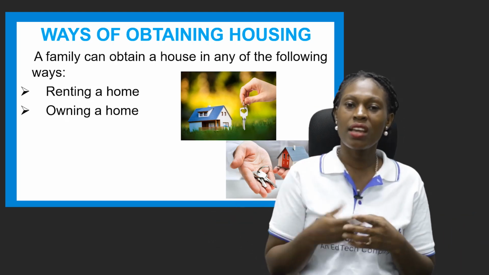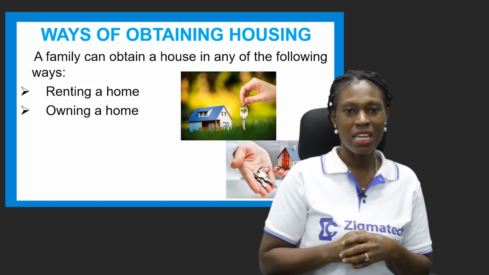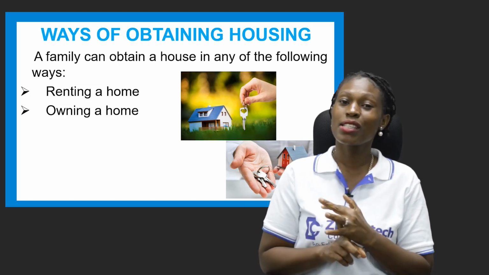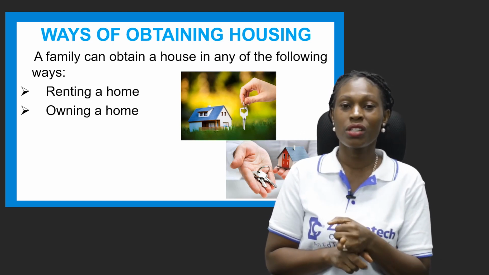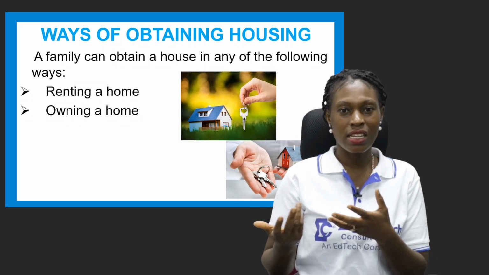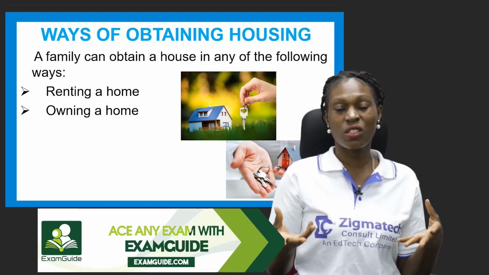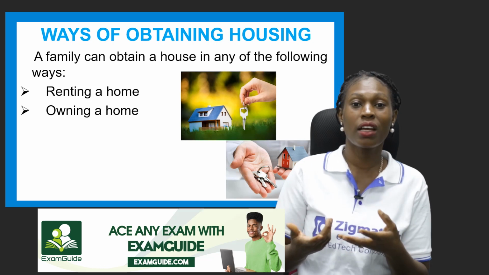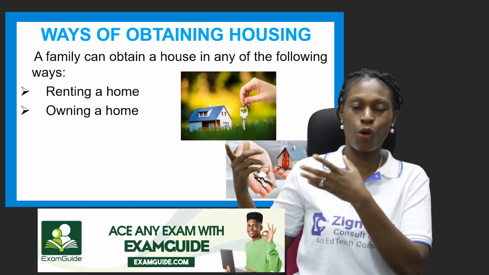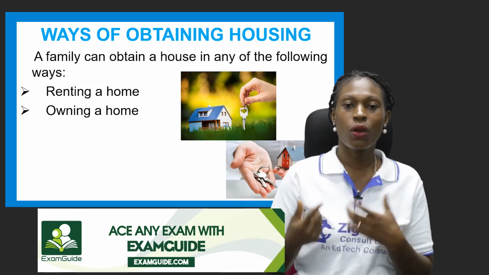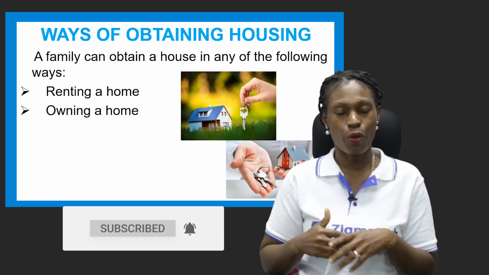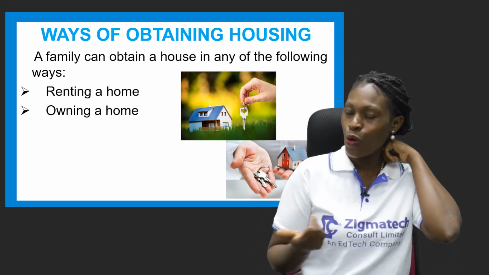So another way a family can own a house is by inheritance. Now, a whole lot of us, mommy and daddy have built the house, and then when mommy and daddy are no longer here, or even if they're still here, the house is your own. Mommy or daddy's property automatically becomes your own. So you can inherit, and you can rightfully say, this is my house.